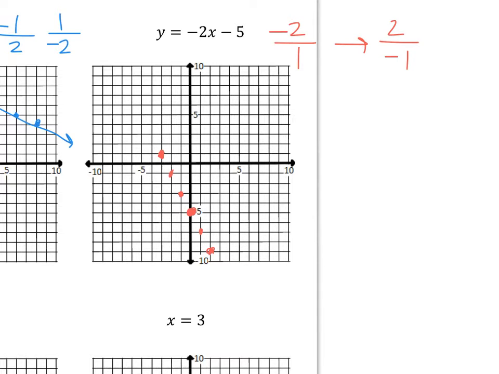Put those together. Whoops, it would be easier if I had a straight edge. And then there's my graph. y equals negative 2x minus 5.